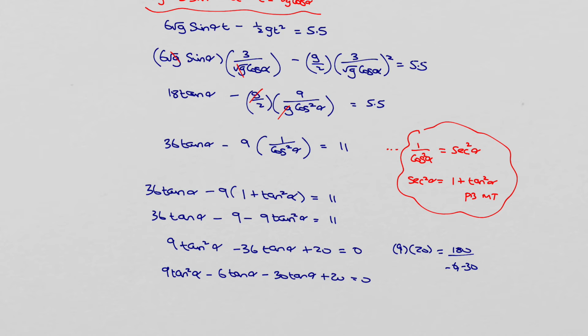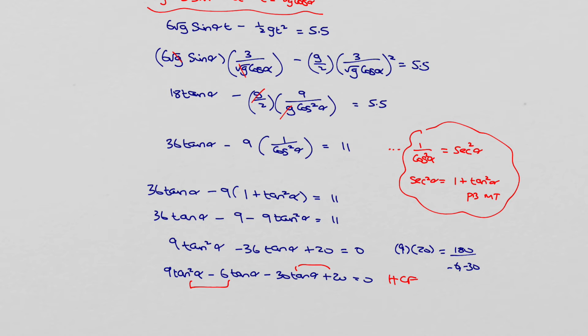So grouping the first 2 and taking out your highest common factor, and grouping the second 2 and taking out your highest common factor. Well, that gives me 3 tan alpha, leaving me with 3 tan alpha minus 2. And then I have 10 as my highest common factor here, leaving me with 3 tan alpha minus 2 again, which is my highest common factor.